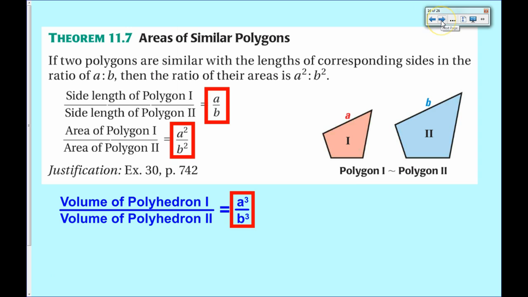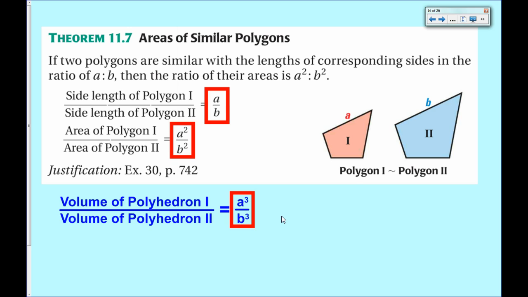Theorem 11.7 basically says that if you have a scale factor relating two similar figures, then the area of one polygon to the area of the other polygon will be simply that scale factor squared. And it didn't mention anything about volume, so I'm going to tack that on as kind of a corollary to this 11.7. It's something you need to be able to work with. But the volumes will have the proportionality of that scale factor cubed.